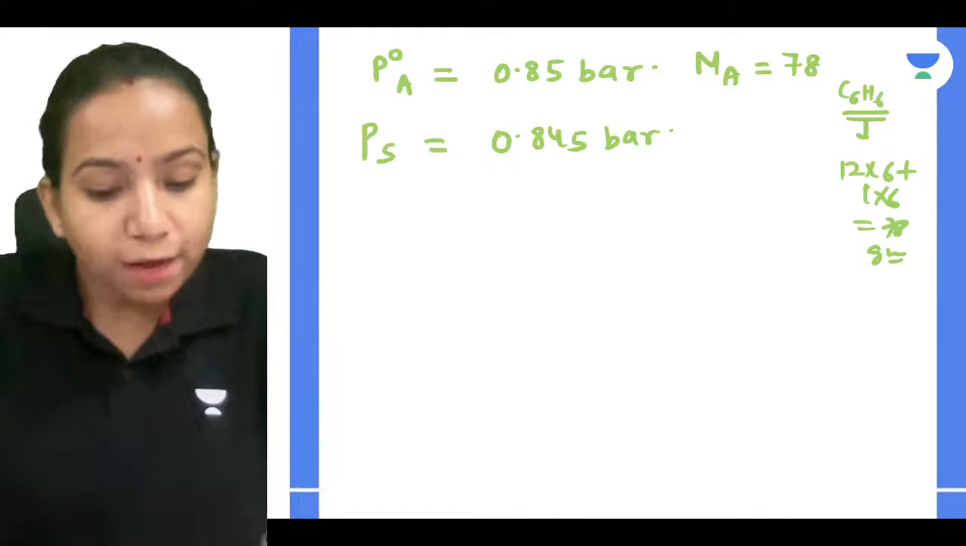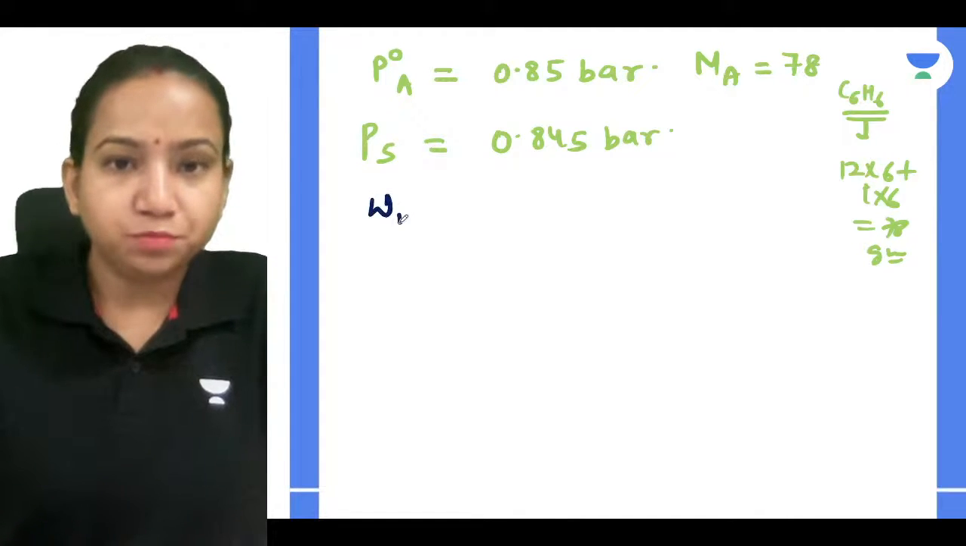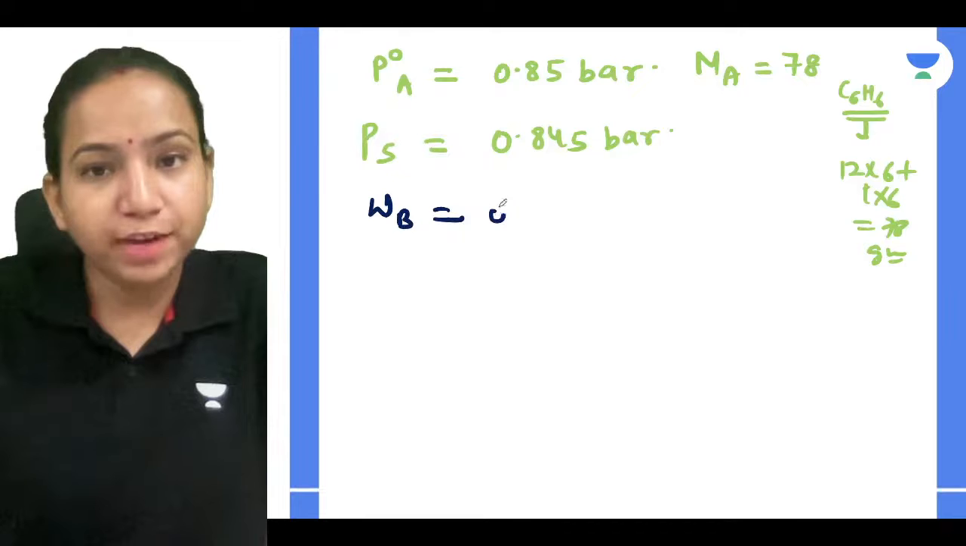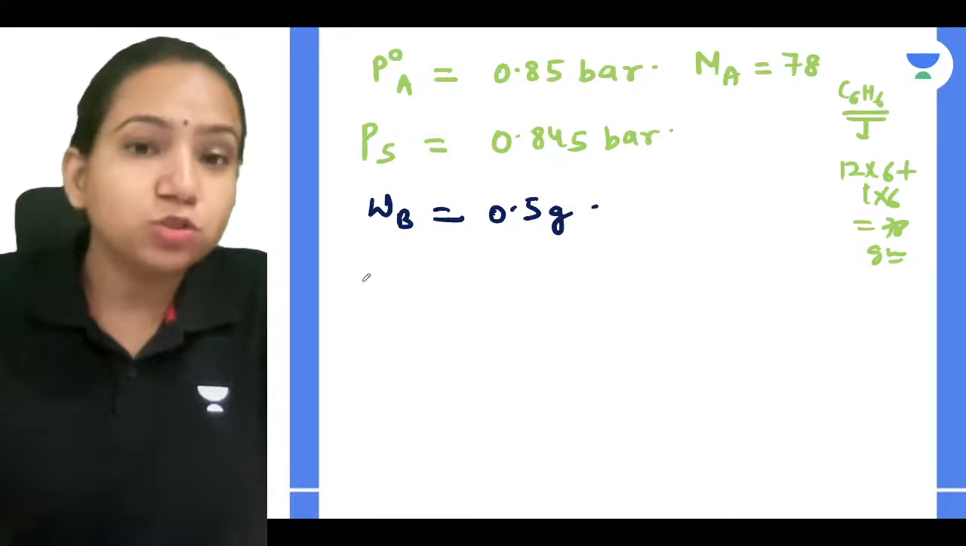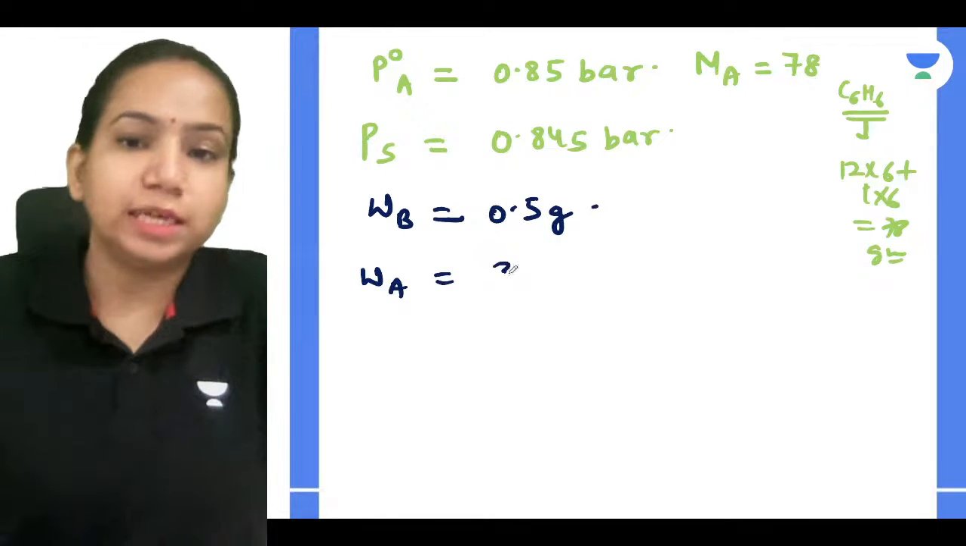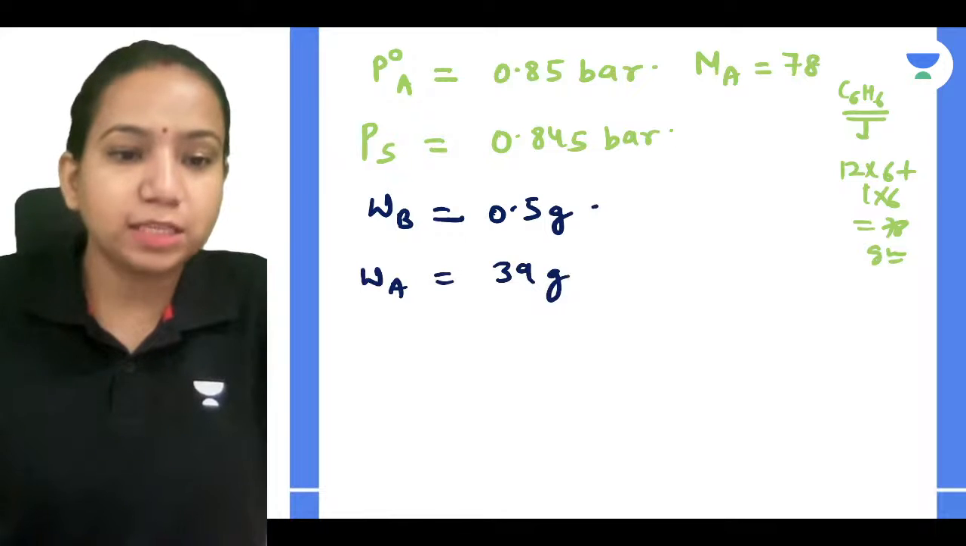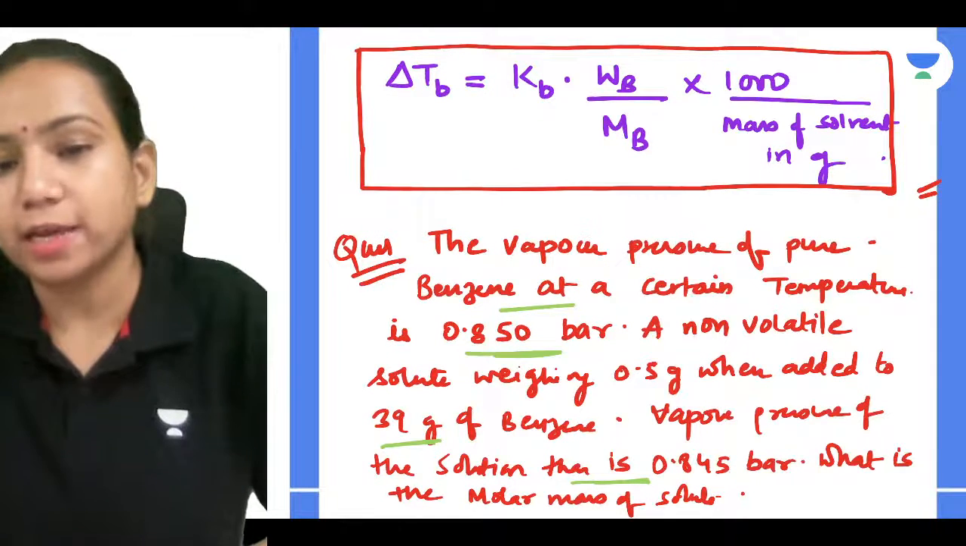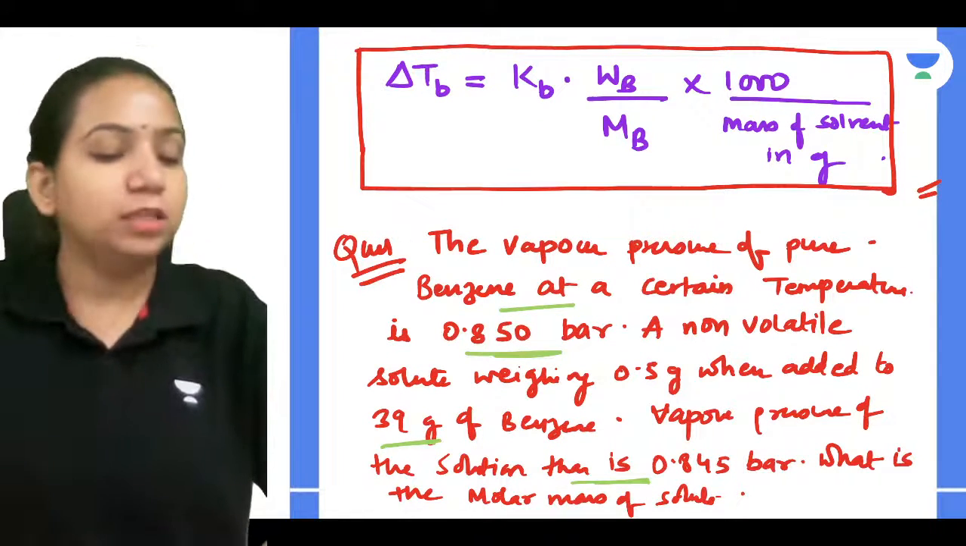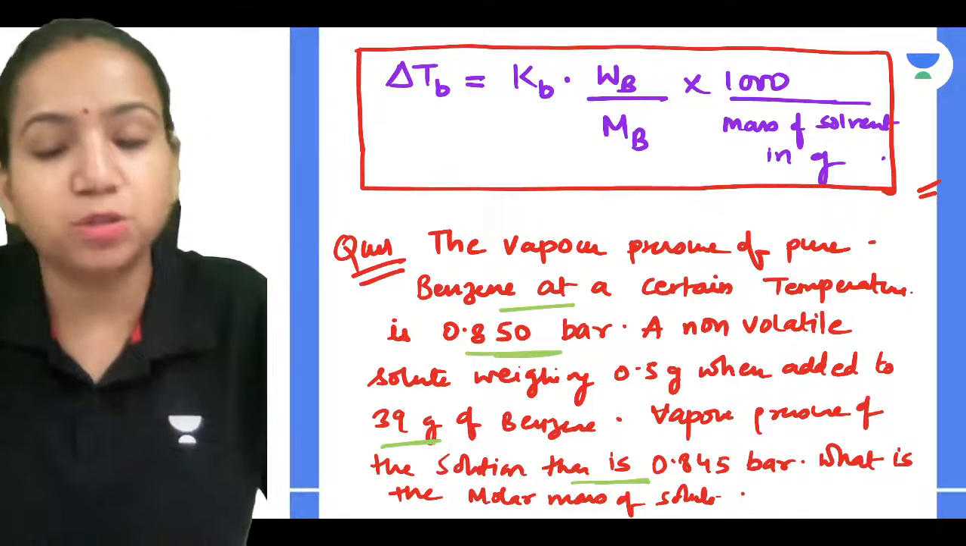Then they have given you WB, which you are taking as 0.5 gram, and WA also they have given, which you are taking as 39 gram. Are you able to relate with it, guys? Let me just show you the question. Check. Are you able to relate with it? Do you have all these things written about the question?